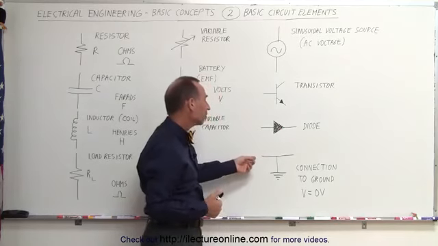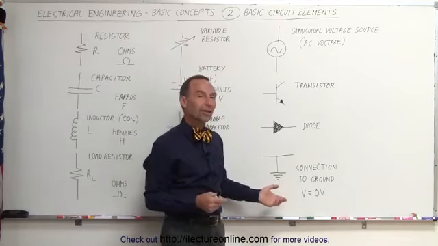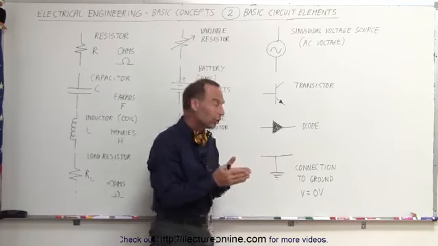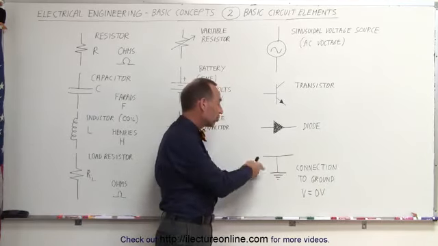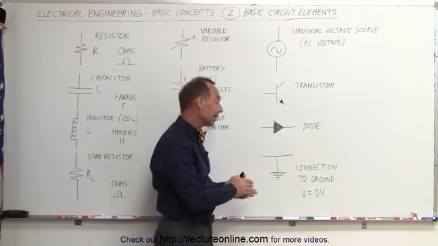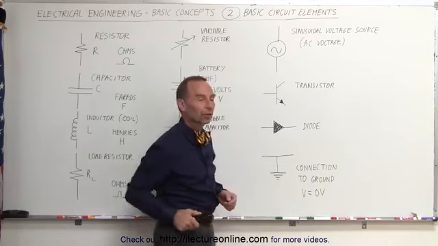And finally, we have what we call a connection to ground. This is a ground connection. We have a series of small lines that get shorter and shorter and shorter. That means when your circuit is connected to ground, the voltage will be zero at that location, and that then becomes your reference voltage of the circuit.